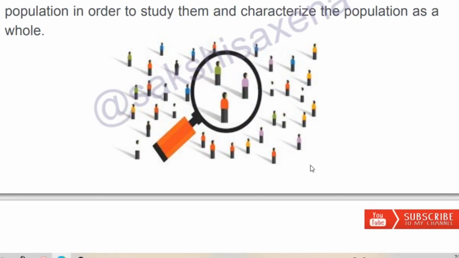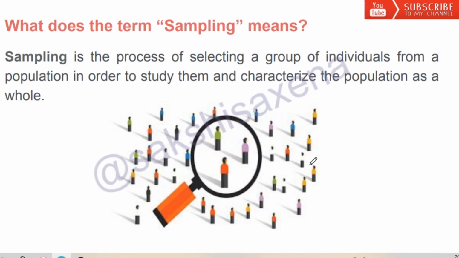Hope you understand this. So sampling is the process of selecting a group of individuals from the population in order to study them and characterize the population as a whole.